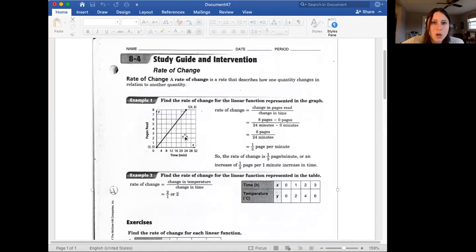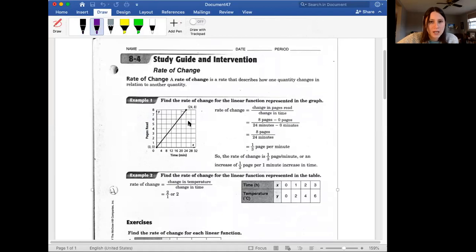In this example, we're looking at the rate of change in this graph. The pages in red is the vertical change, and the time in red is the horizontal change. You have to pick 2 points on your graph and then find the difference between the two. For the vertical change, we go from 0 to 8, so that would be 8 minus 0 as your pages. And on our horizontal change, we go from 0 to 24, so that would be 24 minus 0.